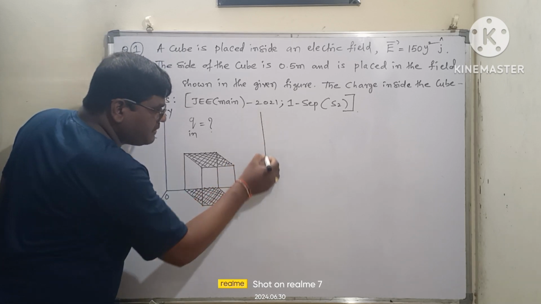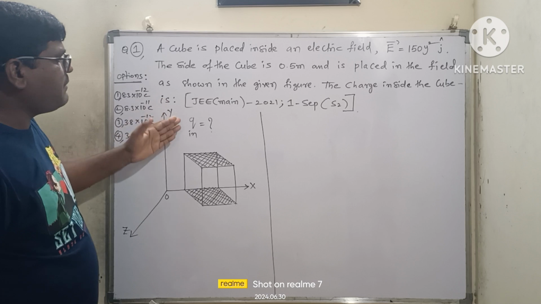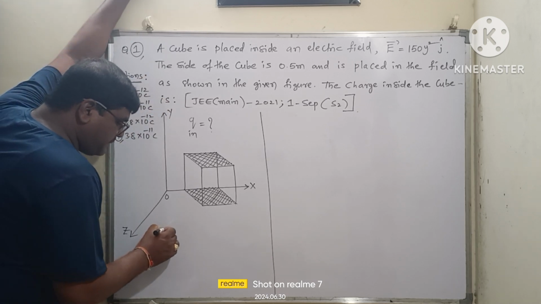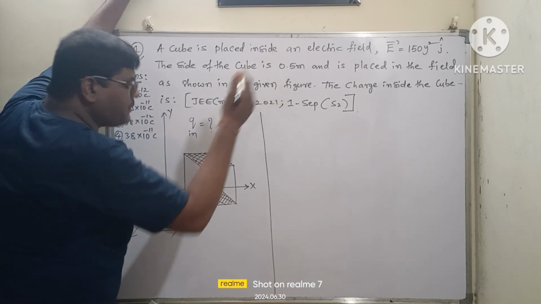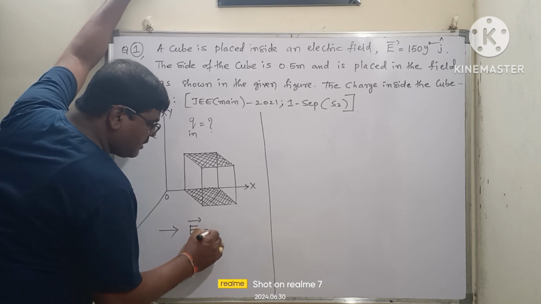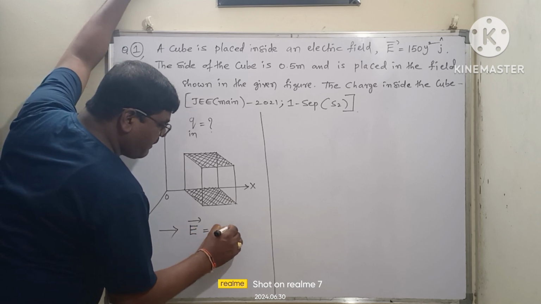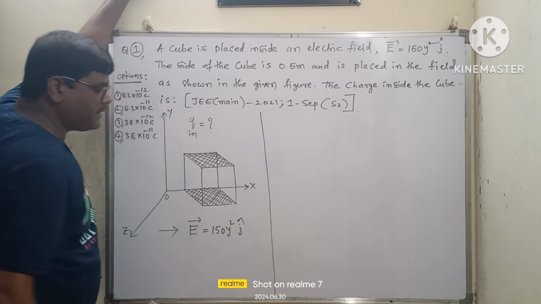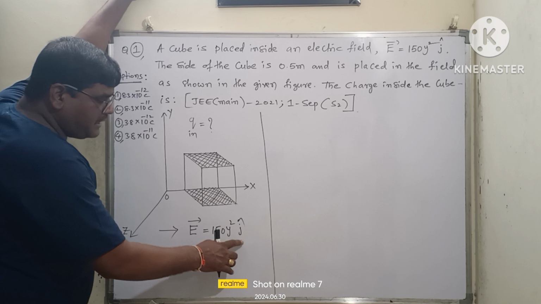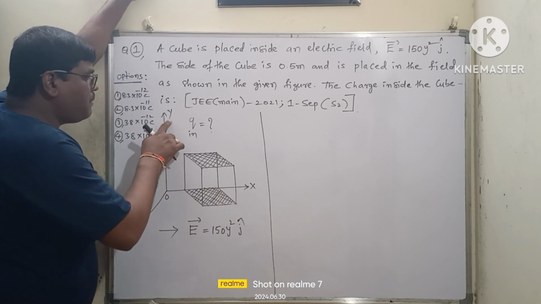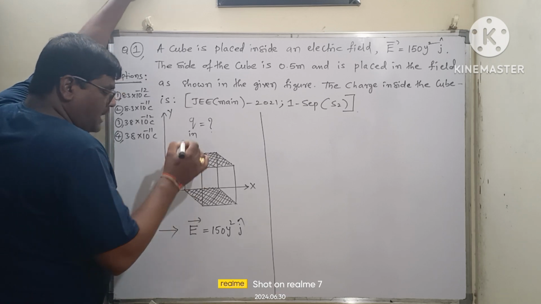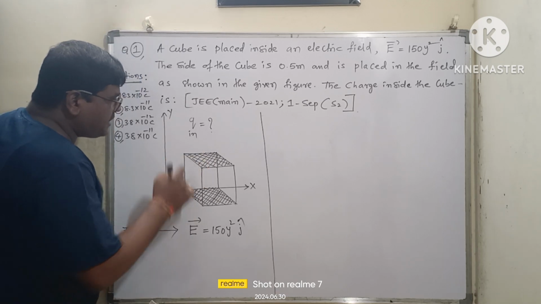For that, first we will discuss how we can find the charge. As per the question, the electric field is given as E bar is equal to 150 y square j cap. From this we can easily see that this electric field is along the direction of positive y direction.